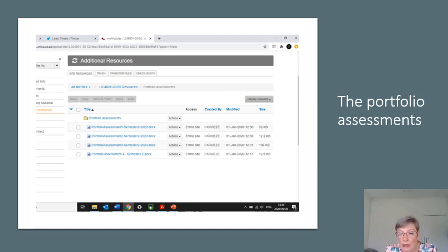The portfolio assessments can be found on My UNISA. If you look carefully there, under additional resources, there is a subheading that says portfolio assessments, and all the portfolio assessments are then included one after the other, 1, 2, 3, and 4. Each of them count 5 marks for your portfolio assessments, so it's important to do them all. If you don't do them all, you're throwing away marks, and I don't think anyone can afford that.